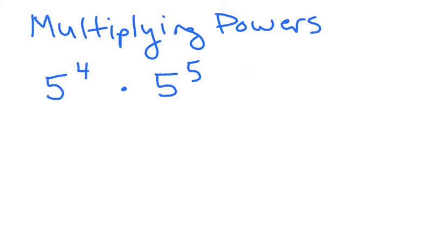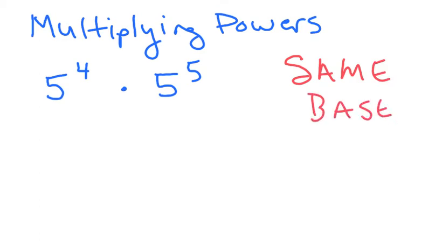Okay, the first property has to do with multiplying. This says 5 to the 4th times 5 to the 5th. So we're multiplying. Now, this only works when you have the same base. Remember which part the base is? The 5 is the base. When the bases are alike, you can do this. When the bases are not alike, you can't do it. It's impossible. But these bases are alike.